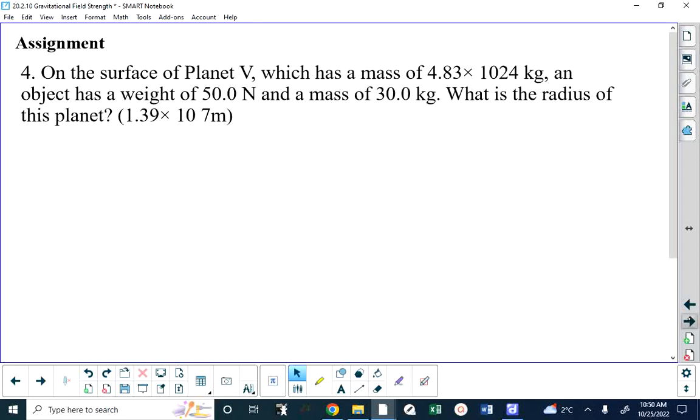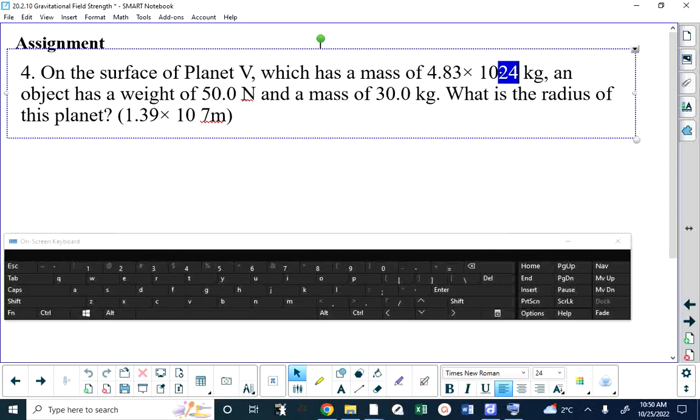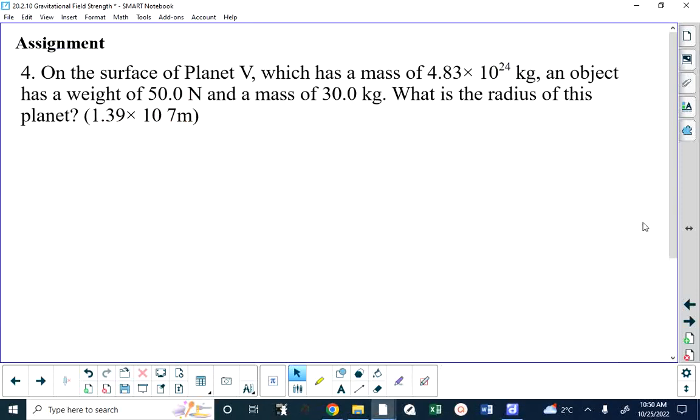So we have some unknown planet. We're given the mass. It is 4.83 times 10 to the 24 kilograms. And an object has a particular weight of 50 newtons on the planet, and the mass is 30 kilograms. What's the radius of the planet? This is an interesting question because we can answer it without using the idea of gravitational fields. But I'm going to do it using gravitational fields first.